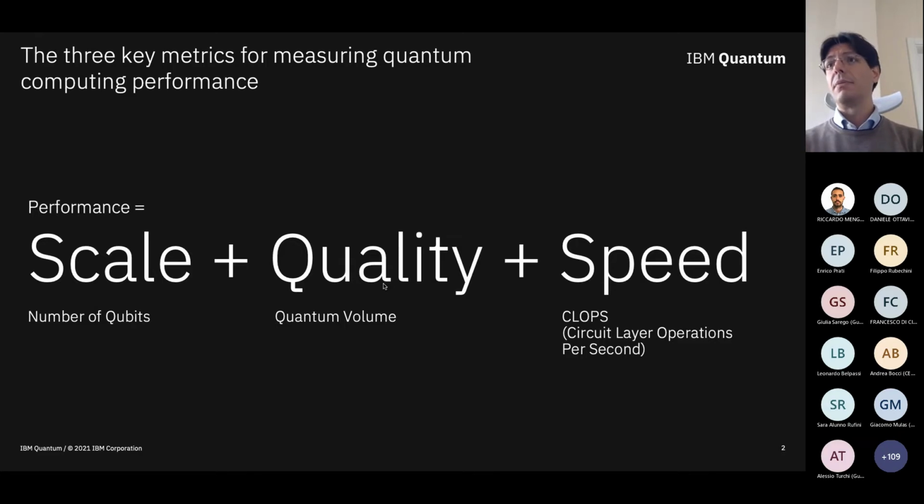Aside to this, we measure speed. It is a new quantity what we introduced this year. We measure it in CLOPS, so circuit layer operation per seconds. And we will see in this presentation how software and also classical computation helps to improve this kind of quantity.